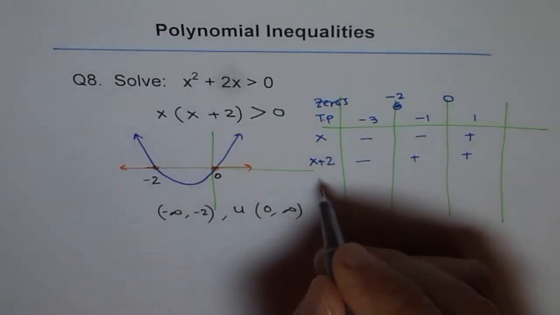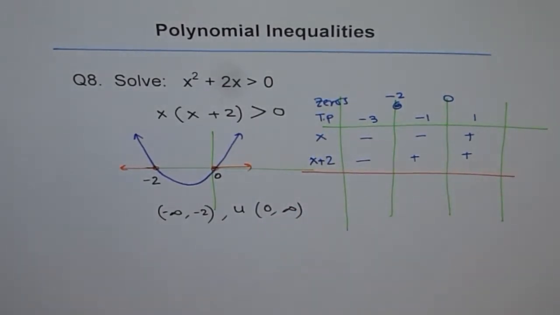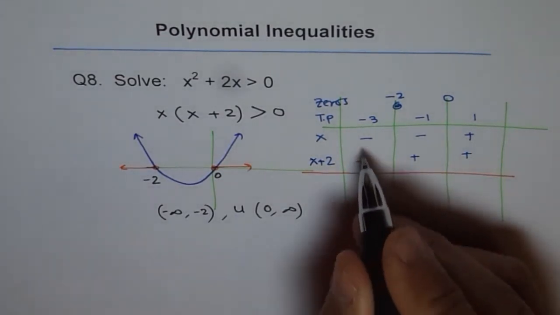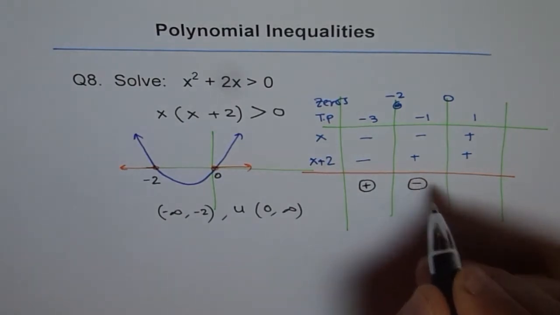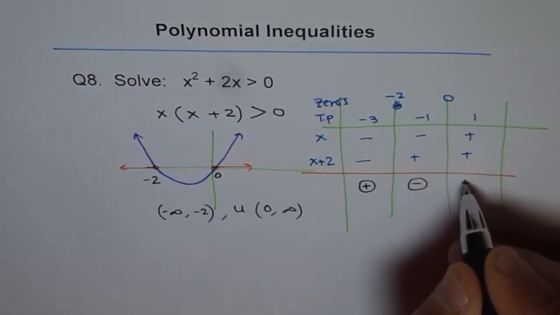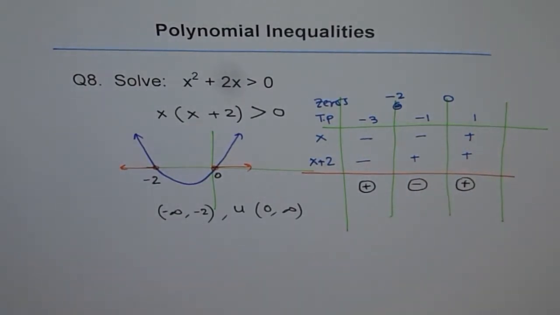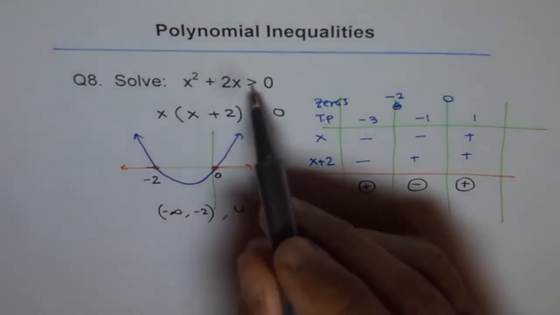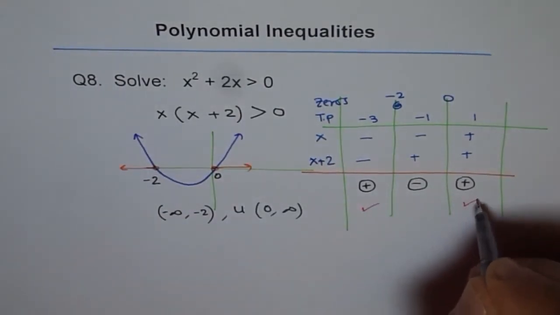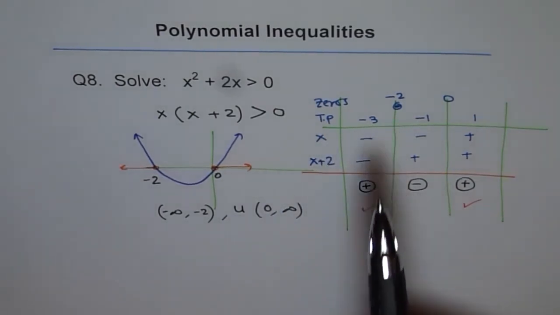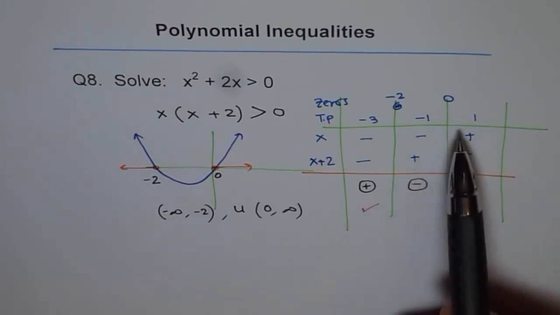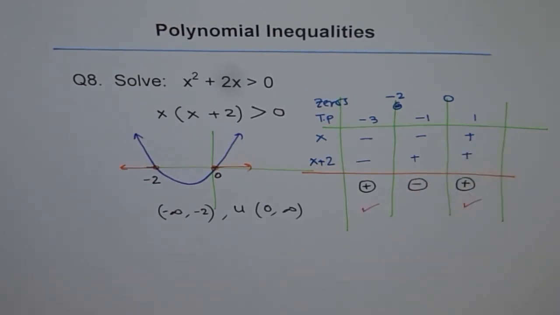Now if I multiply these two terms, what do I get? Negative and negative makes it positive. Positive and negative is negative. When multiplied, two positives will give me positive. And therefore, for the function to be greater than 0, this is our solution. Correct? So between minus infinity and minus 2, the function is positive, and between 0 and infinity, the function is positive.